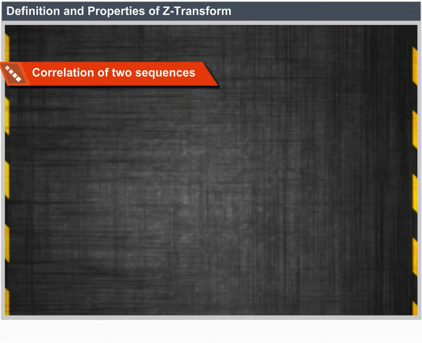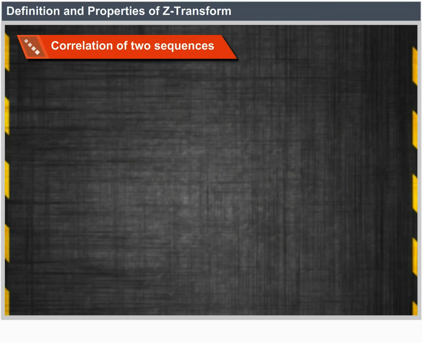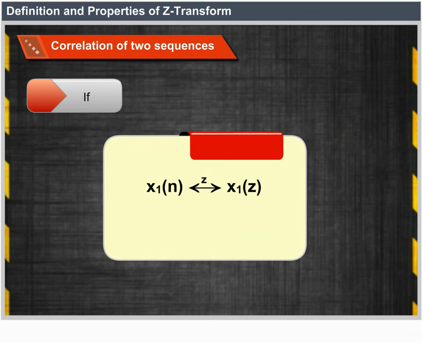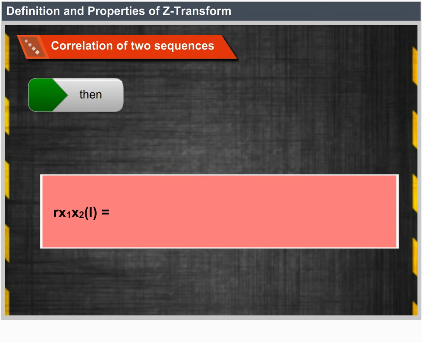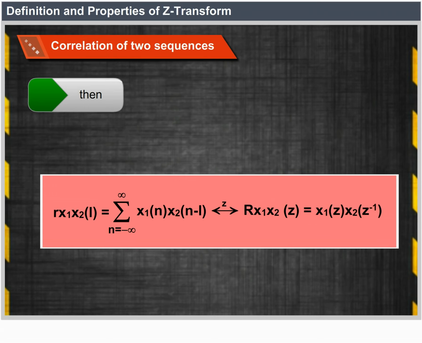Correlation of two sequences. If x1 of n is related to X1 of z and x2 of n is related to X2 of z, then r x1 x2 of l equal to summation n equal to minus infinity to plus infinity x1 of n into x2 of n minus l is equivalent to r x1 x2 of z equal to X1 of z into X2 of z power minus 1. Proof.